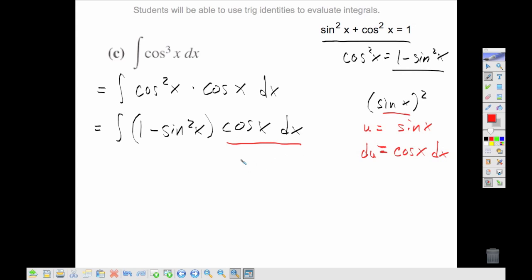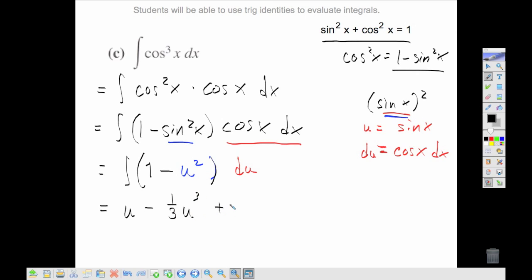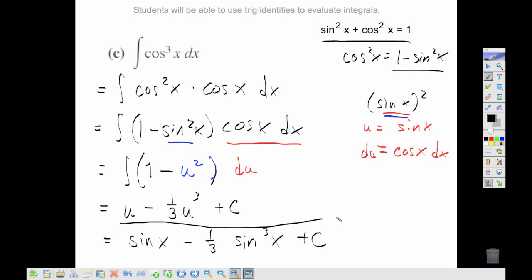So substituting here, this would give me the du. This sine of x here will become u squared because it was sine squared of x. And we'll just keep the rest of that, the 1 minus something squared, keep our integral, and we can now take the integral of this. Take the antiderivative, 1 becomes u, u squared would become u cubed over 3, plus a constant. And now we'll substitute in the sine again, leaving us with sine of x minus 1/3 sine cubed of x plus c. If we're not sure, we could check it by taking the derivative of this.